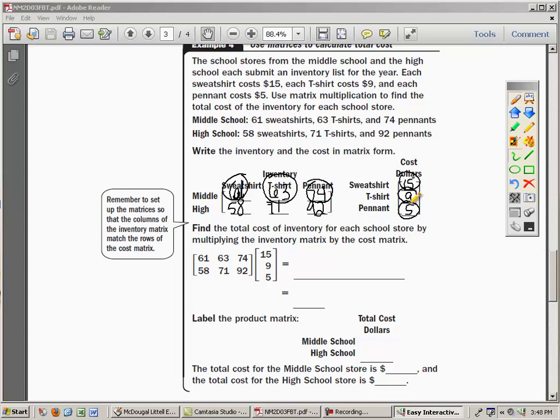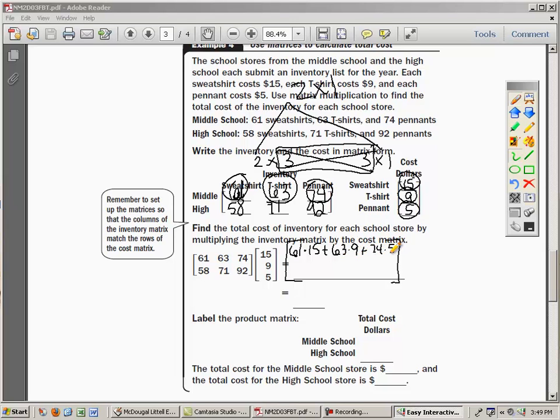Now again, this is a 2-row by 3-column. This is a 3-row by 1 column. So since these dimensions match, we can perform the multiplication. The result is a 2 by 1 matrix, and that 2 by 1 matrix is going to be the total amount of money for the middle school and the high school. So when I do this multiplication, I'm going to be doing 61 times 15 plus 63 times 9 plus 74 times 5. And again, 61 times 15 is that, 63 times 9 is that, and 74 times 5 is that.